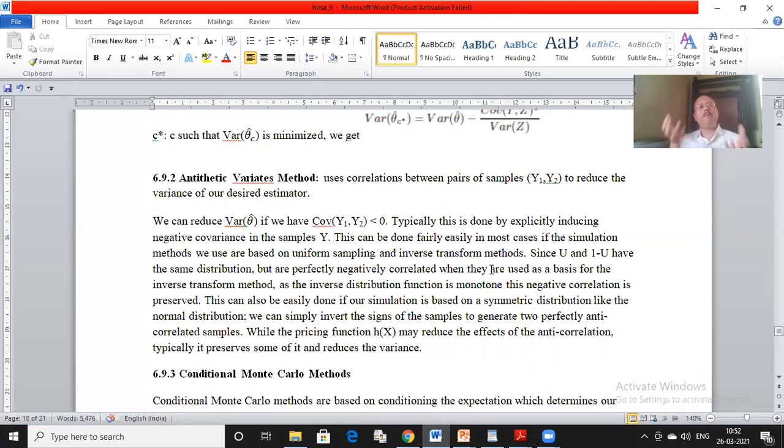Now I will apply my pricing function h on these samples. When I apply my pricing function h, it may reduce the effect of the anti-correlation, negative correlation somewhat, but it will not eliminate it altogether. Even after the transformation, it will preserve some of the negative correlation, and hence, in the final analysis, it will reduce the variance.